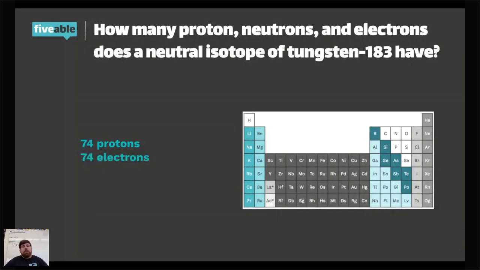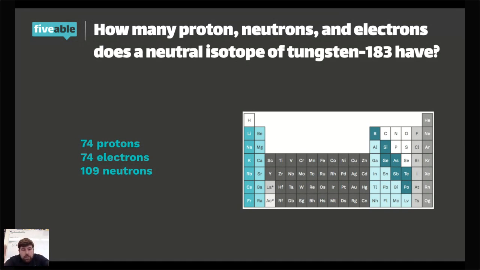183 is going to be the mass number of tungsten. Mass number is not the same thing as mass. Mass number is just the number of protons and neutrons this thing has. So if we sum up the numbers of protons and neutrons, it will equal 183. And therefore, to find the number of neutrons, all you have to do is subtract those two numbers. So it's 183 minus 74, which is 109. So tungsten 183 has 109 neutrons.